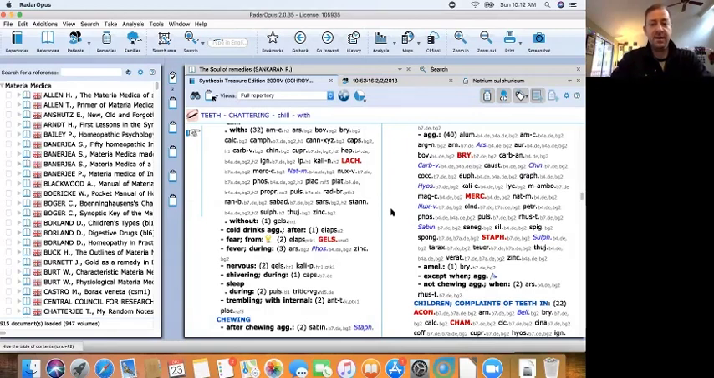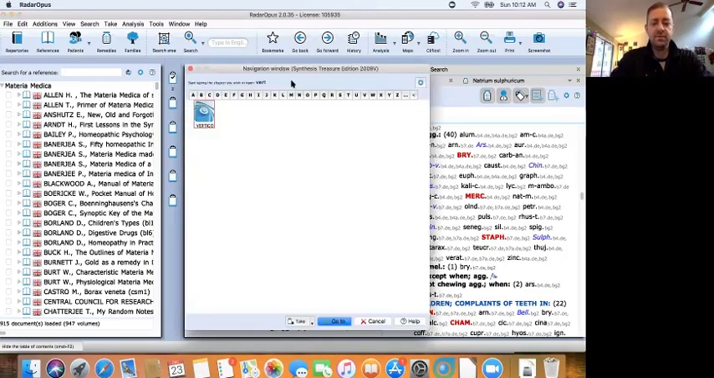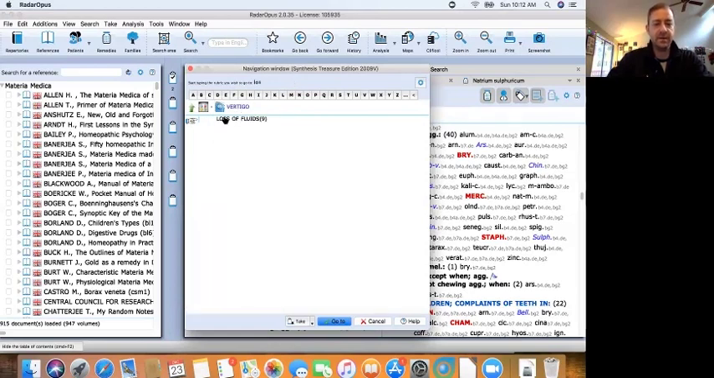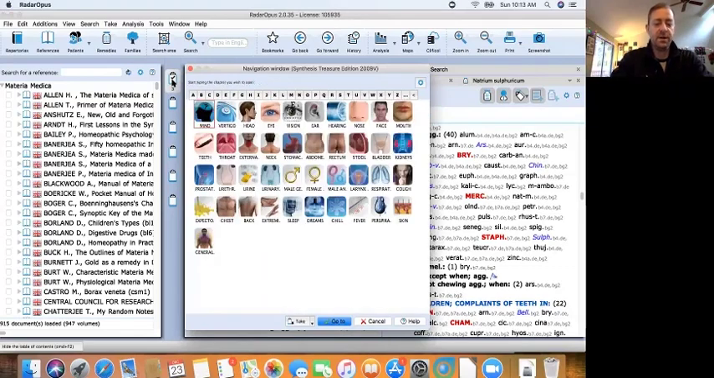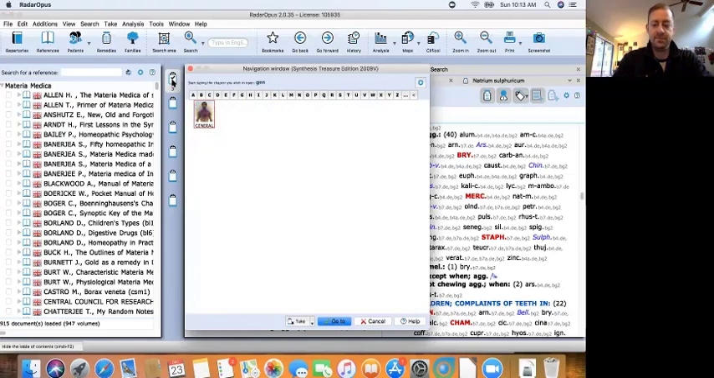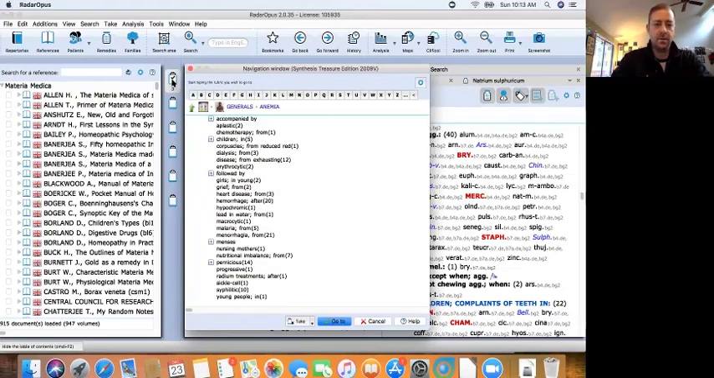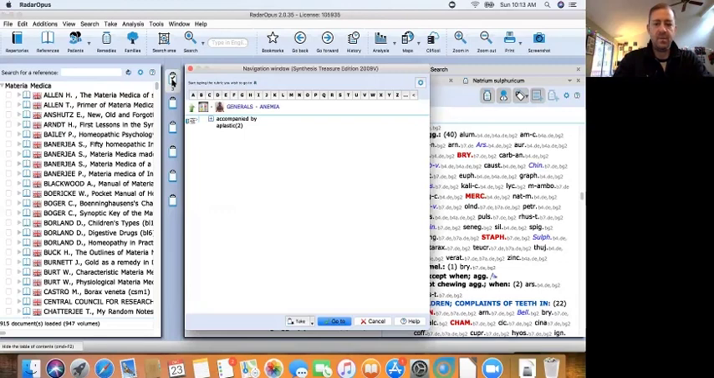So again, my synthesis is open. I'm just going to type in vertigo, enter, loss of fluids, okay? I'm going to grab that and pull that in. And then I'm going to backspace. And there's another rubric under generals. And I'm going to touch on this rubric a little bit because it is important. Generals, anemia, accompanied by vertigo. Okay? Hope that makes sense.